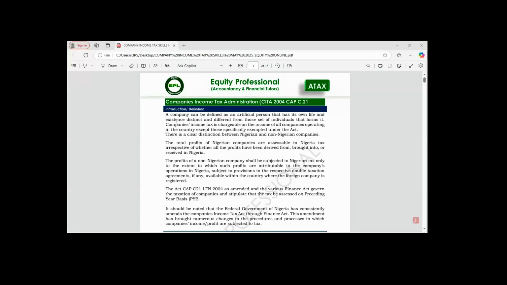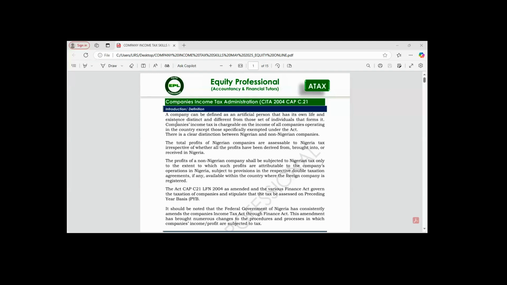The totality of all the profit of a Nigerian company will be liable to tax, irrespective of whether that profit is generated in Nigeria or from outside Nigeria. So that means if you are a Nigerian company, if you make an income from outside Nigeria, that income is also liable to Nigerian tax, but subject to double taxation treaty, which is what we call double taxation agreement.